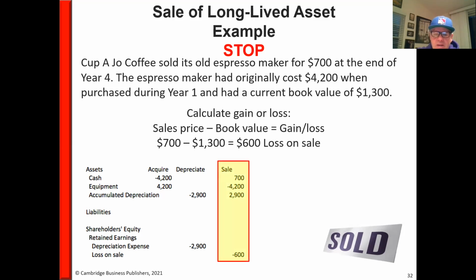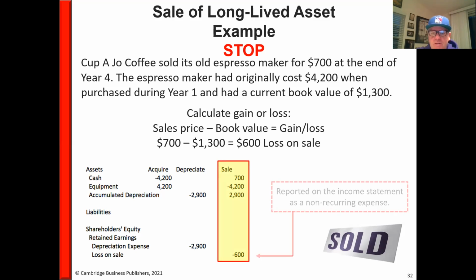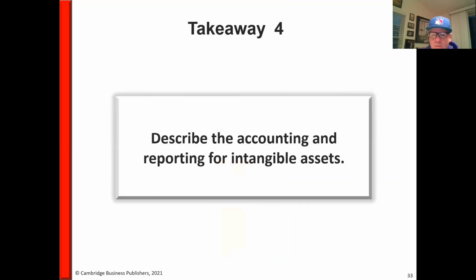All right. So there's the actual sale. So you're increasing cash, you're reducing equipment, you're reducing accumulated depreciation, and then there's your loss on the sale. All right. So let's stop here. So that $600 loss is reported on the income statement. It's a non-recurring expense.